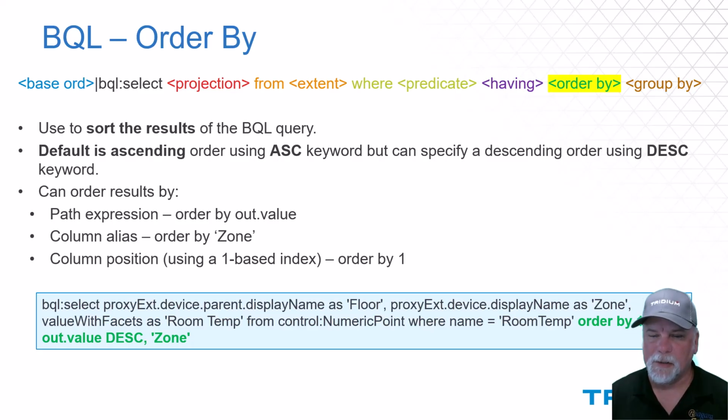And in the green text there, you can see order by one, meaning first I want to order by the floor alphabetically, and then I want to order secondly by the out.value, meaning the space temperature values or room temp values. And we want to do that in the highest to coldest, so descending order. And then lastly, saying to sort by the alias zone, which is the column that has the device names in it. So each one is processed in order, and so you'll get subsorts based on the items that have matching values.